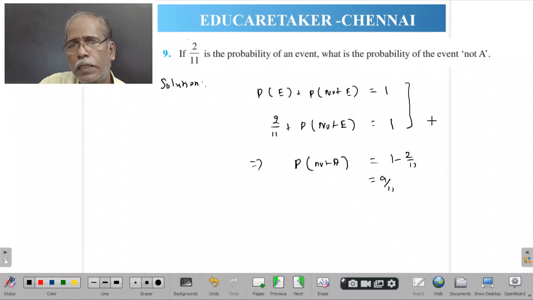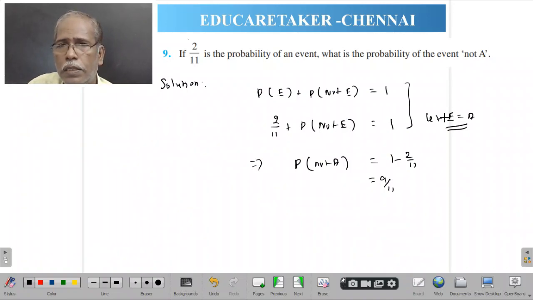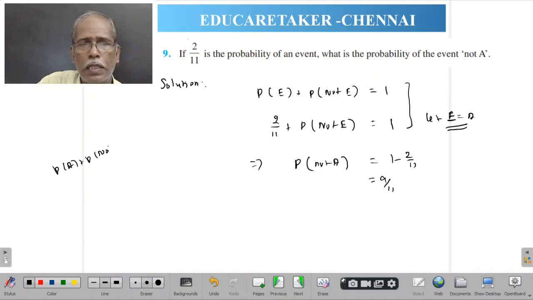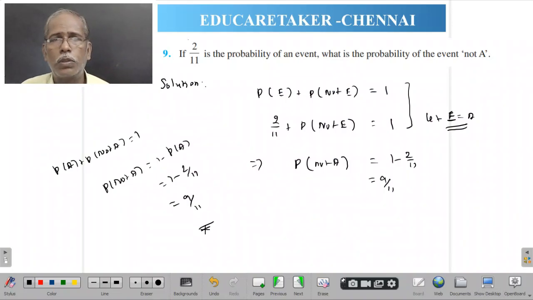Make note of it here. Let the event E be nothing but A. In the question the event name was given as A, not E, so instead of E we can take A. So P of A plus P of not A is always 1, and P of not A is 1 minus P of A. 1 minus P of A, where P of A is given as 2 over 11, is 11 minus 2, 9 over 11. So this is the answer. We'll move to the next question now.